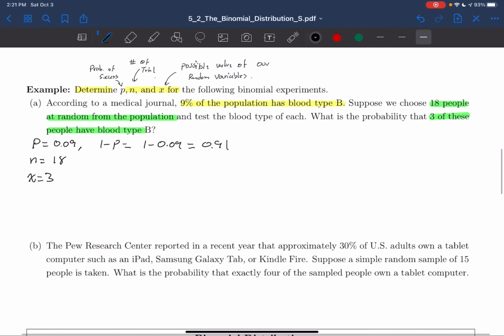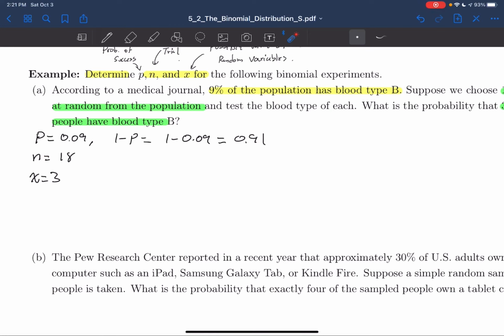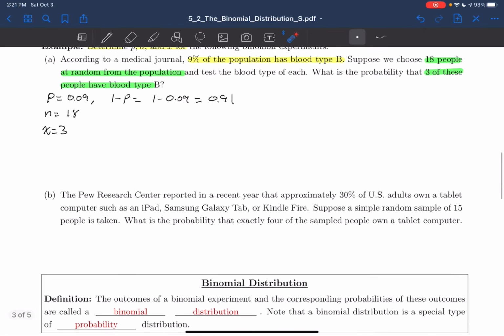So we're not going to compute the probability that three of these people have blood type B just yet. That's going to be later on in this section. So right now I just want to practice how to identify our p, n, and x, because a lot of people have a little bit of trouble with that. So let's consider this problem.